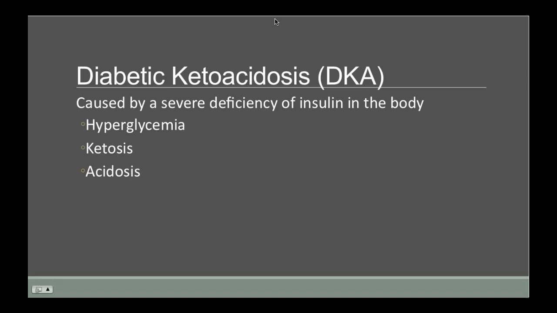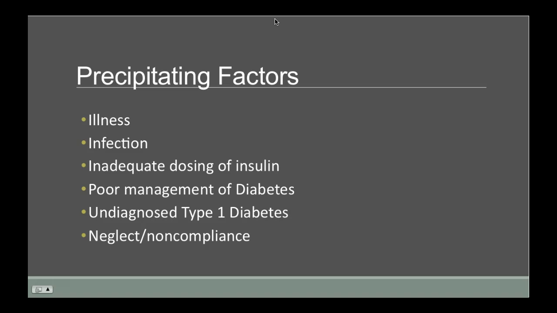We will start with the topic of diabetic ketoacidosis, or DKA. This is caused by a severe deficiency of insulin in the body, and it's characterized by hyperglycemia, ketosis, and acidosis. This is considered a medical emergency, and it's usually found in type 1 diabetes. The precipitating factors include illness, infection, inadequate dosing of insulin, poor management of diabetes, undiagnosed type 1 diabetes, and poor self-management, neglect, or noncompliance with their type 1 diabetes.